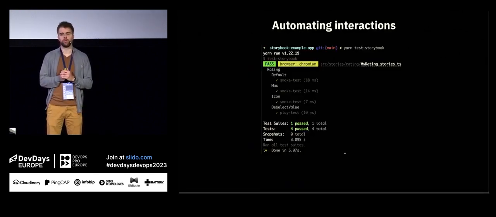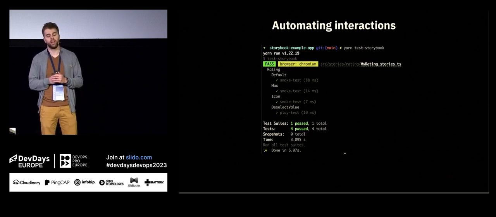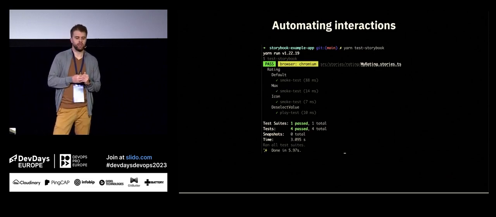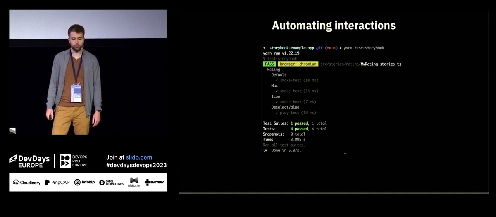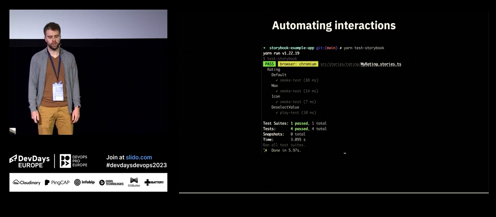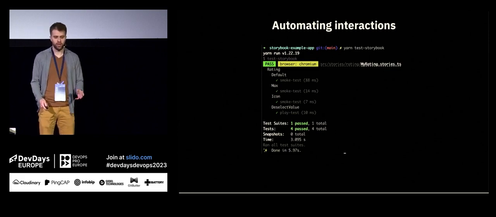Cool thing about this interaction, these small E2E tests, is that you actually can automate it very quickly. So it's all integrated in Storybook already. We run the yarn test Storybook command, and Storybook runs automation for all stories. It also does smoke testing for stories that don't include automation. Very useful.